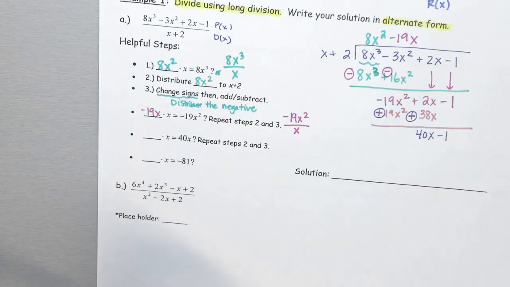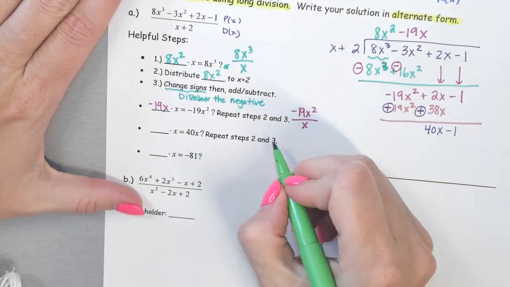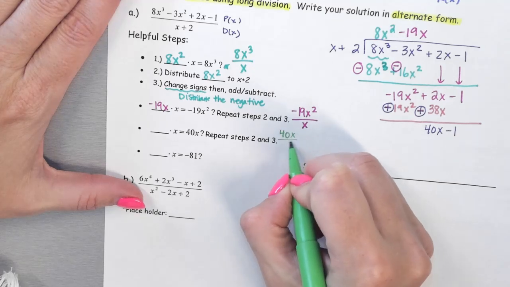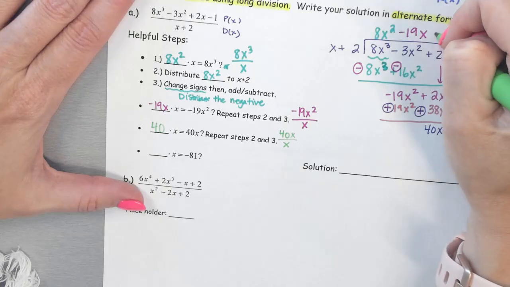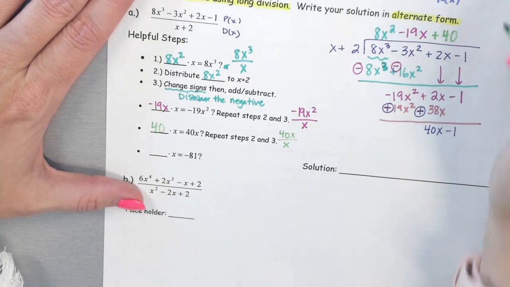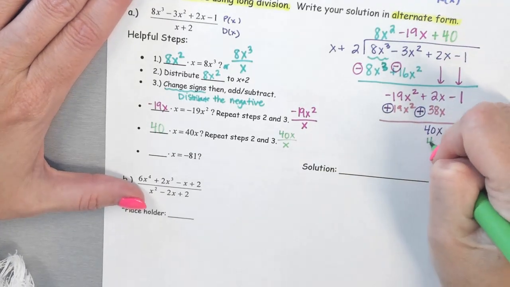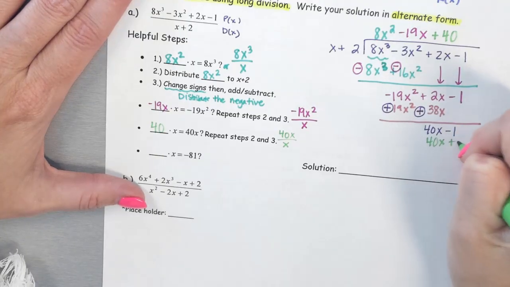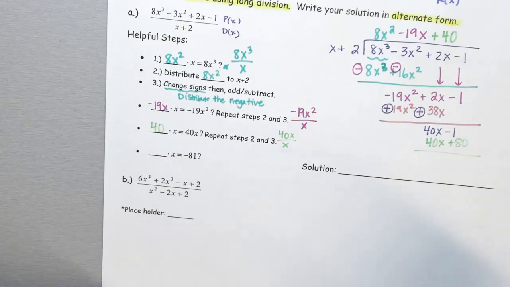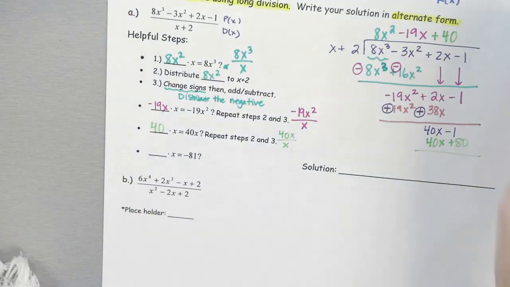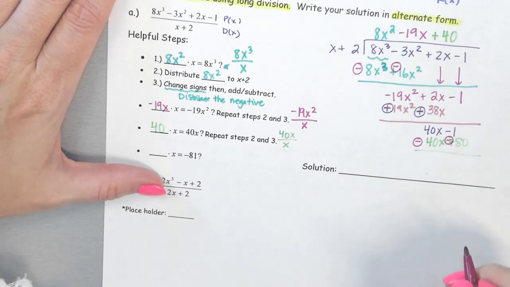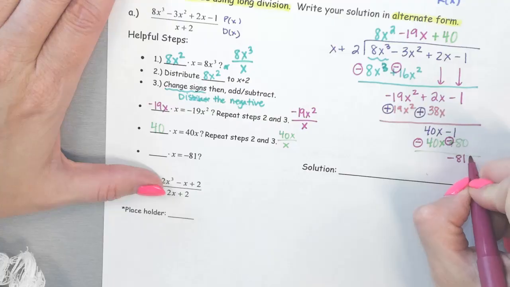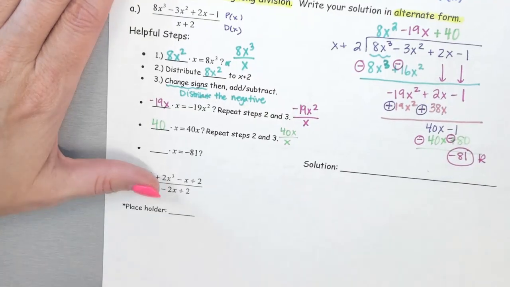All right, and then we can just do 40x divided by x, which is 40, or 40 times x equals 40. And this should be positive. So here they should match. And then when you do the opposite, you can just circle that. Okay, so negative 81. This is going to be your remainder.